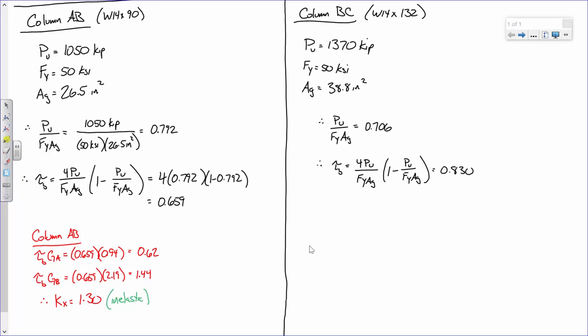Now, so here's what you do. Watch this. So we have column BC. So what we're going to do is we're going to have a tau for the upper joint. So that's 0.830 times, what was the upper value? 2.19. What does that come out to be? 1.82. Do I have a second on that?